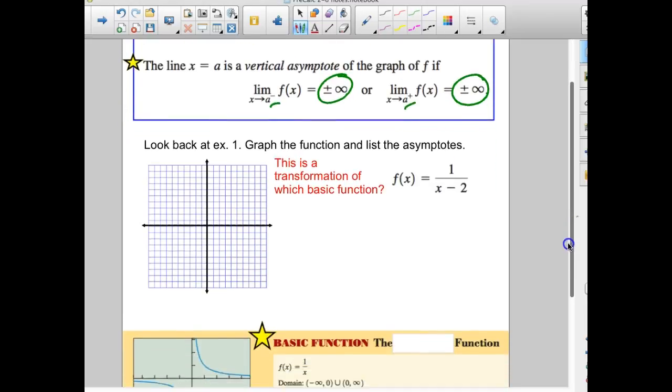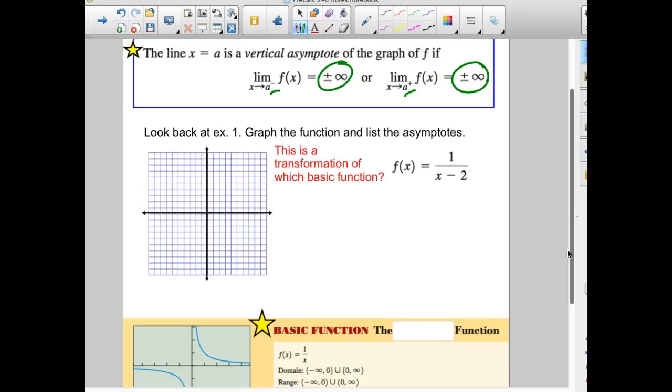All right, so let's look back at that example we just talked about. We had 1 over x minus 2. It's a basic transformation of our parent function, 1 over x. Which way did we shift it? 2 to the right, yeah?